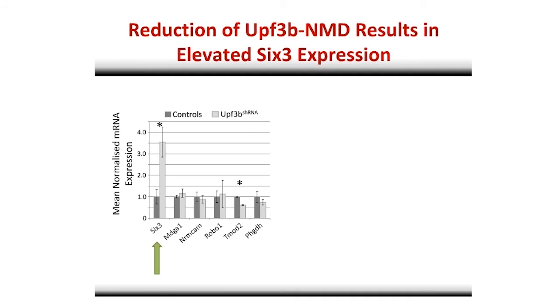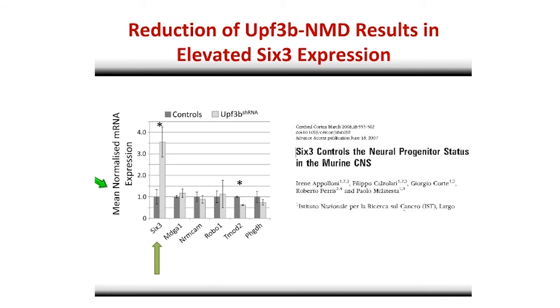And what we saw was one particular gene, 6-3, was upregulated 3.5 times in the absence of UPF3B in these neural progenitor cells. And this was quite interesting to us because when we looked back at the literature, when you overexpress 6-3 in neural progenitor cells in a very similar neurosphere system as we did before, you get exactly the same phenotype of increased proliferation at the expense of differentiation.